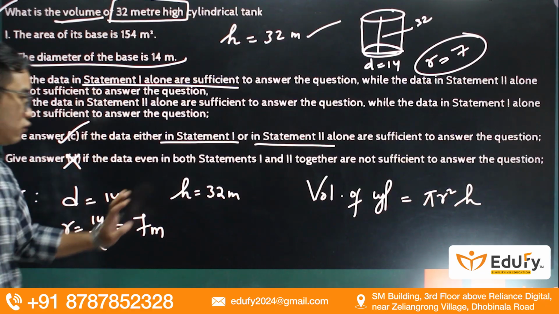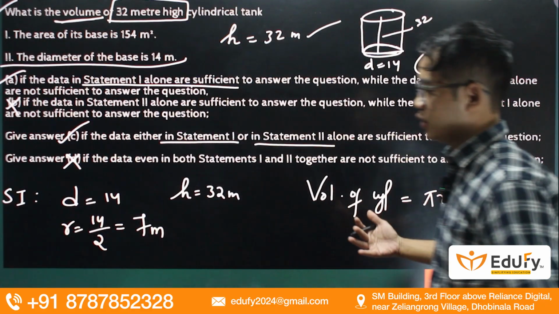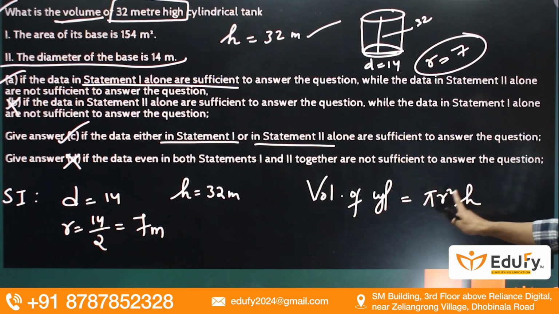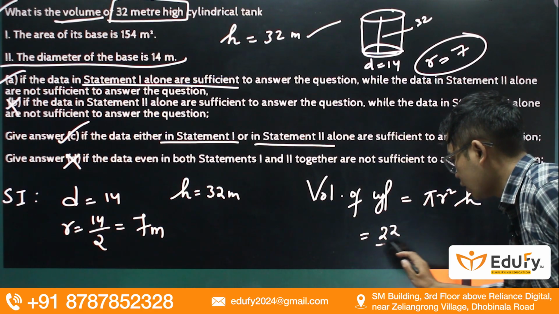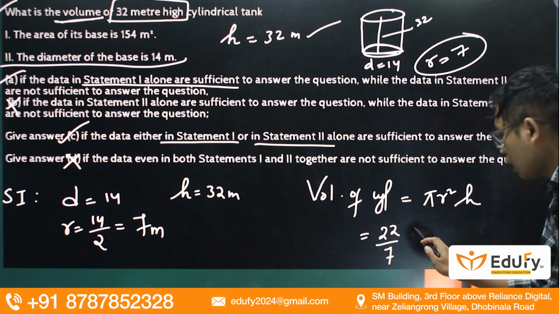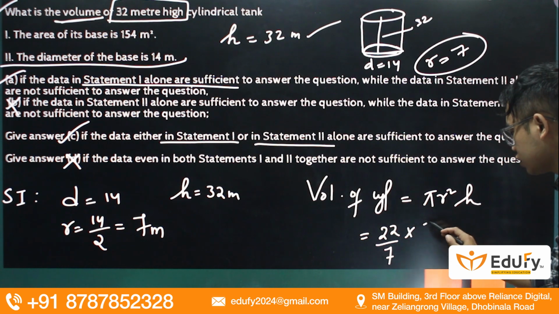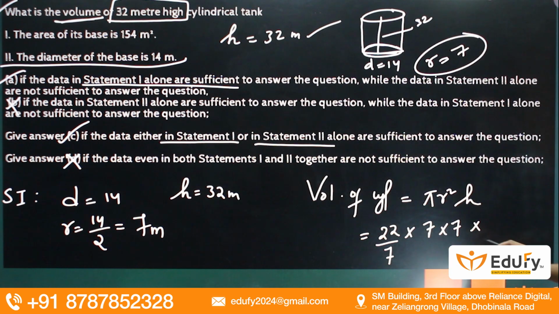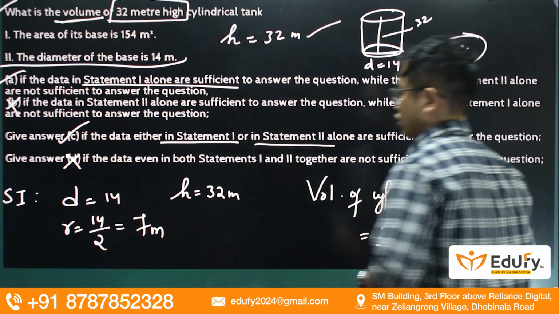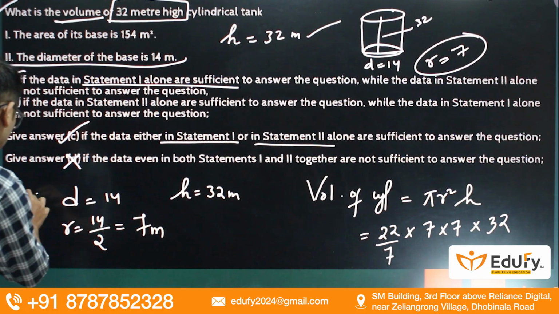So with these two data, if you look at this formula of volume of cylinder, the formula is pi r square h. Okay, so pi value, we know it is 22 by 7. Then r value, we found it as 7, so I'll just write it as 7 into 7. And then we know our h from the question that it is 32. Now, if I just cut it out and multiply it, this will also give me the volume of the cylinder.